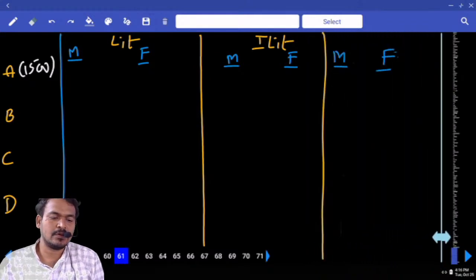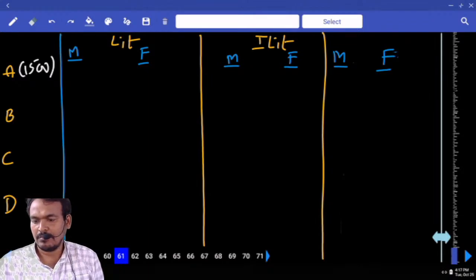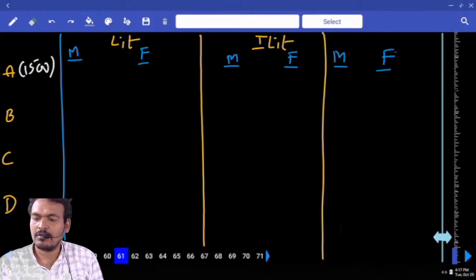Male and female ratio is given as 17:13. Total how many parts? 30 parts. 30 parts is 1500, so every one part is 50. Means 13 parts are 650. 17 parts are 850. One is 850, another one 650.